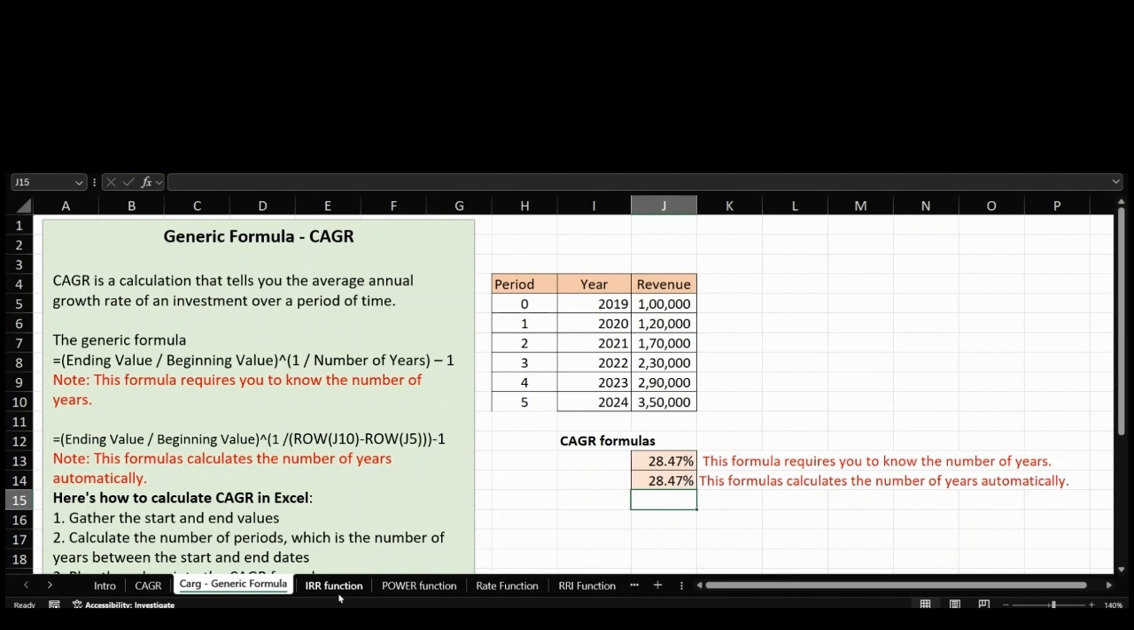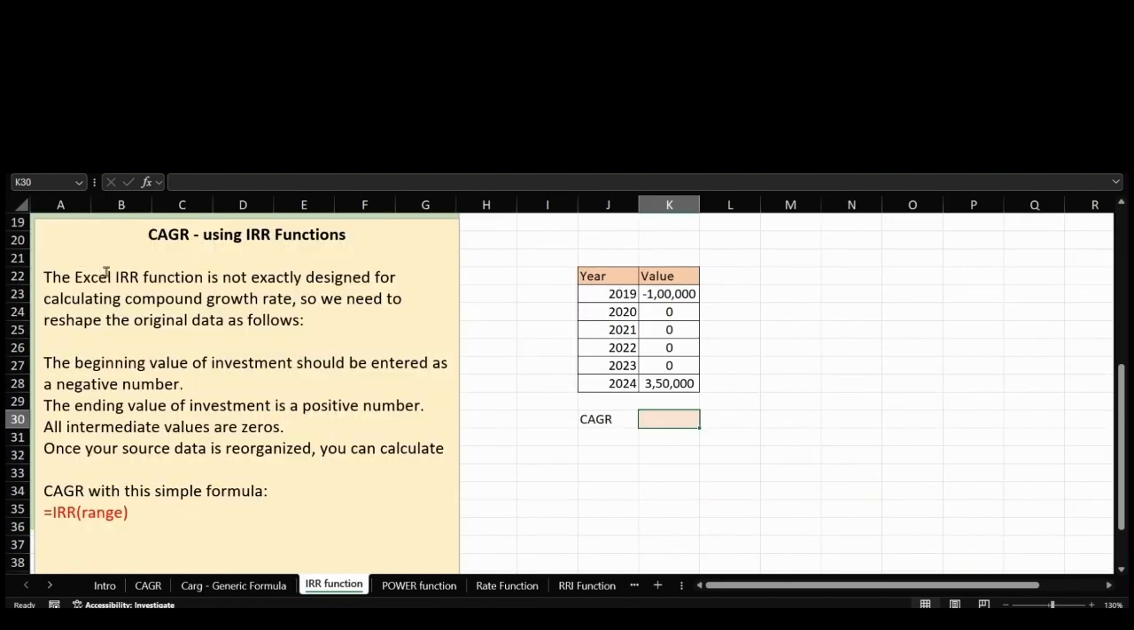Now we shall understand the IRR function. The Excel IRR function is not exactly designed for calculating compound growth. Okay, so we need to reshape the original data as follows. Here what we have to do is the beginning value of investment should be entered as a negative value. So the first value we enter as a negative value, and the ending value of investment is a positive number. All the intermediate values should be 0.